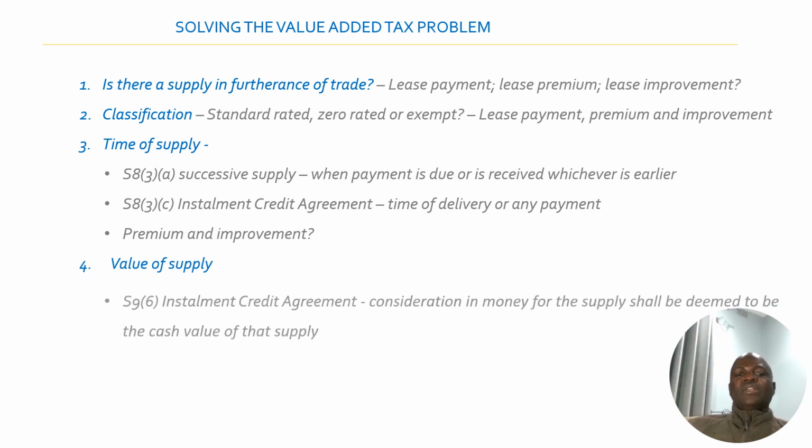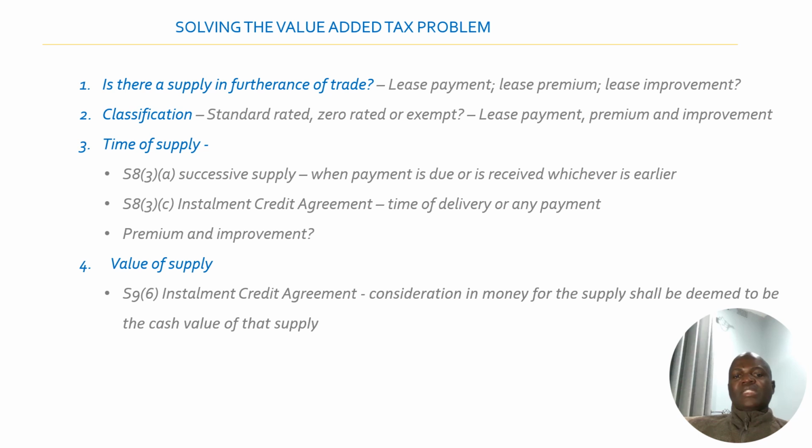The value of supply for leases, again, specifically for an installment credit agreement, it's about the consideration in money for the supply, and it shall be deemed to be the cash value of that supply. So for example, when you are in a rental arrangement, which is not an installment credit agreement, you'll be looking at just those payments. So for instance, I go and rent a television from TV Sales and Home, and they say pay $30 a month for the next three years, or 36 months. That will come to $900 or so.